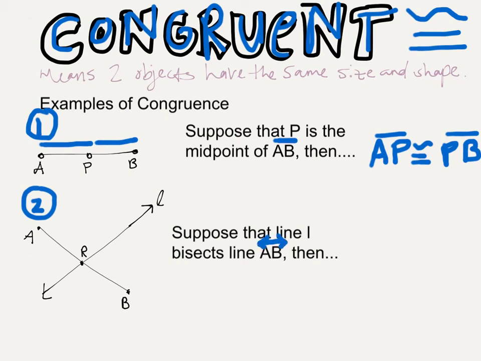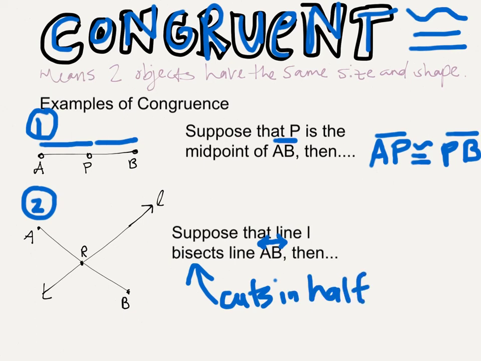Okay, so let's look at our diagram. It says that line L, here's line L, bisects, that's a new word. Midpoint you knew, that's in the middle obviously. Bisects, bicycle, cuts things in half. A bisector is something that cuts in half.